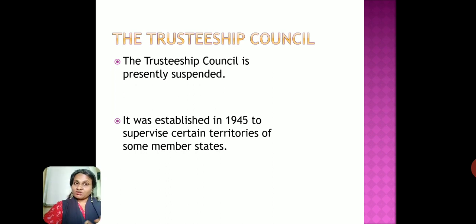And what was the job of the Trusteeship Council? Now, 1945, you have to remember, was just the period when the Second World War ended, like I told you in the previous video. So, after the Second World War, the Trusteeship Council was formed to keep an eye, to supervise the countries who were the member of the United Nations. So, what was the job of the Trusteeship Council? It was to keep an eye or to supervise the actions of the member countries, some member countries, not all.